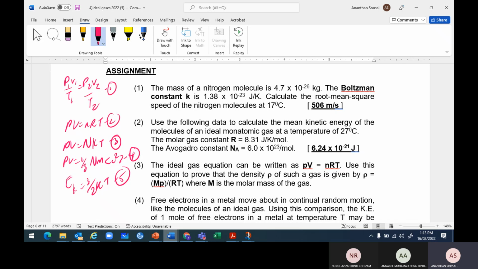One minute for you. Try to get the working. I know you focus on AS at home, but in class I try to recall the ideas and help you understand the concept. Later you need it for A2. The mass of a nitrogen molecule is given. The Boltzmann constant is 1.38 times 10 to the power negative 23. Calculate the root mean square speed of the nitrogen molecule at 17 degrees Celsius.